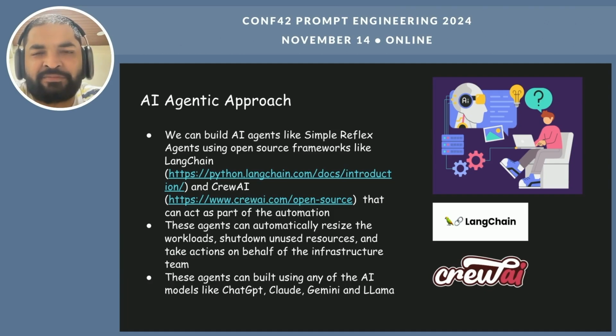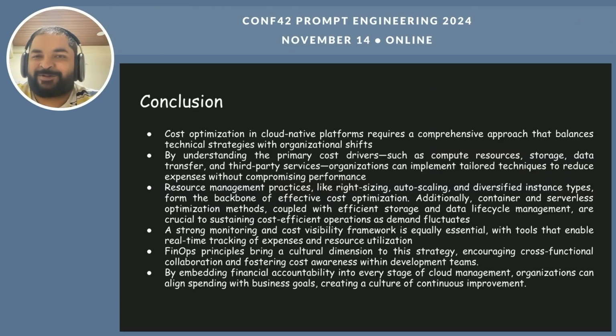So we can build simple AI agents. There are two amazing resources: one is LangChain, one is CrewAI. They use prompts under the hood, the prompt engineering, so they can act as a part of automation, and they can talk to any of the AI models that are currently available, like ChatGPT, Claude, or any other open source models. Basically, you build an AI agent that will help you implement these actions for cost optimization on your behalf. Let's get to the conclusion.